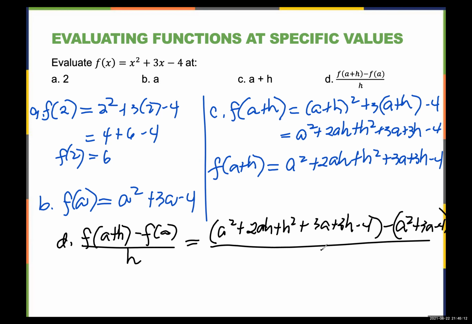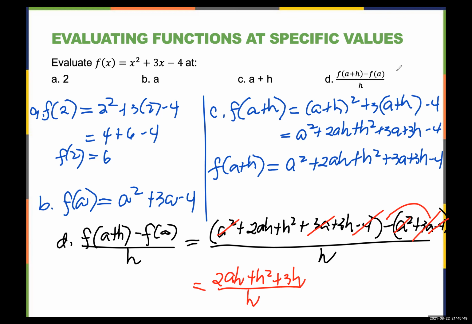So we simplify: a squared minus a squared, 3a minus 3a, negative 4 and negative negative is positive, so that is 0. So that's why this is now simply 2ah plus h squared plus 3h over h.